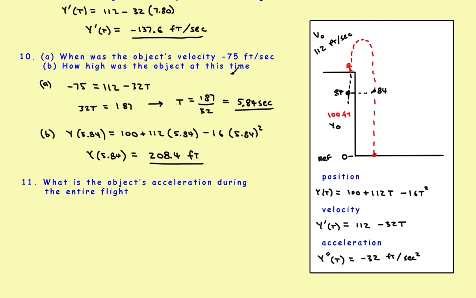So it reached minus 75 feet per second 5.84 seconds after you threw it, and at that time it was 208.4 feet above the ground.